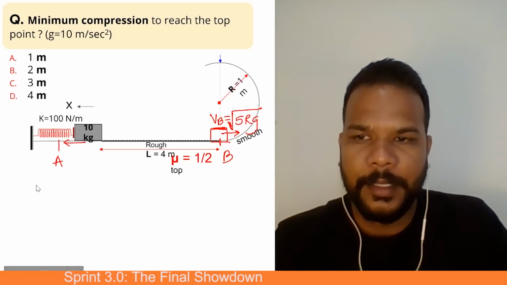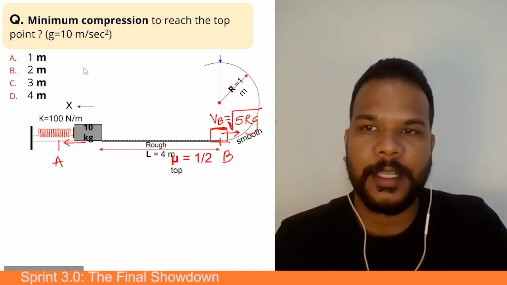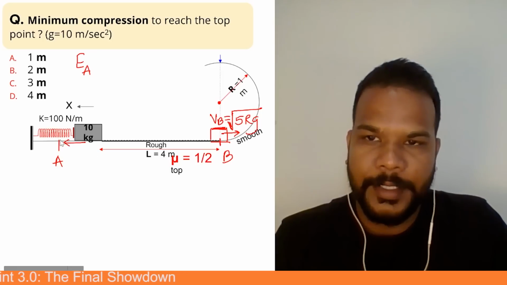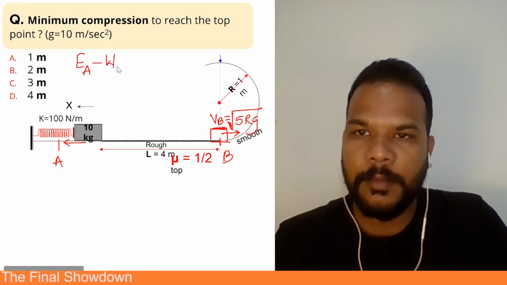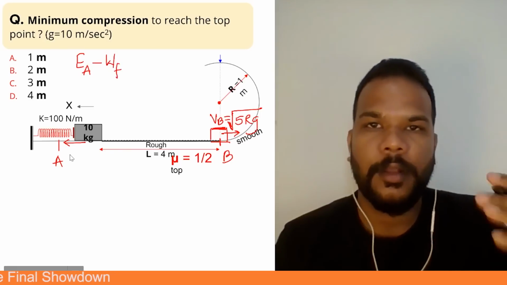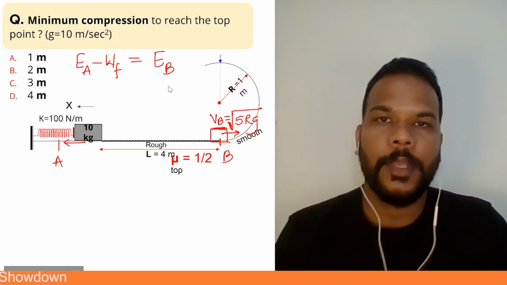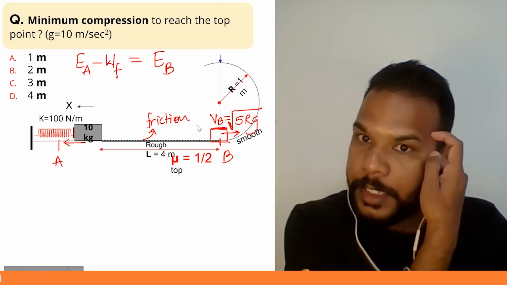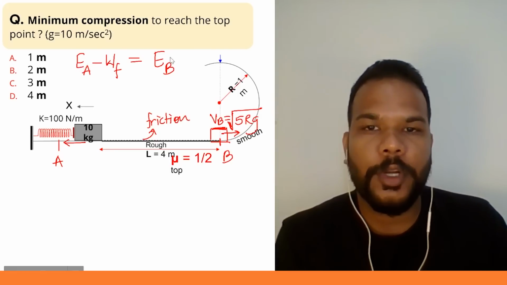So I'm saying that energy at A — simple common sense, guys — the energy at A minus the work done by friction. Why? Because friction will reduce the energy. It should be equal to energy at B, because friction is going to be here since it is a rough surface, so friction will obviously reduce some energy. So energy at A reduced by friction will be equal to energy at B.